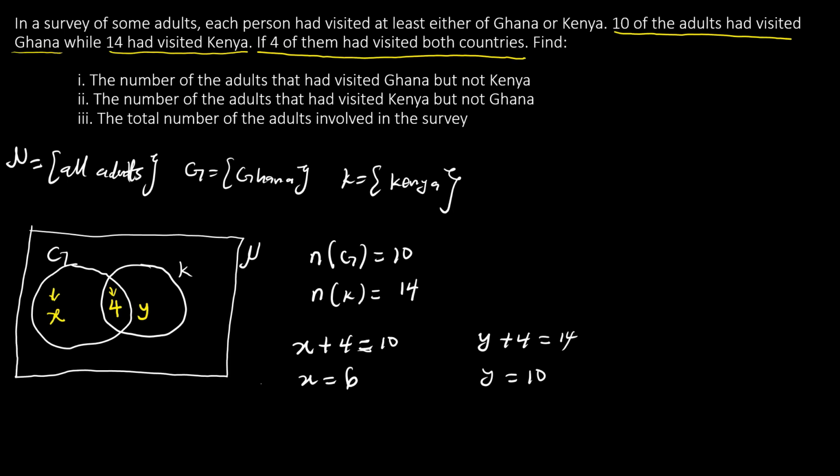So this is the first question, and this is the second question. Hope that makes sense. The most challenging thing in answering questions on Venn diagrams is to know how to interpret the questions. As long as you can interpret the questions, every other thing will be quite simple.